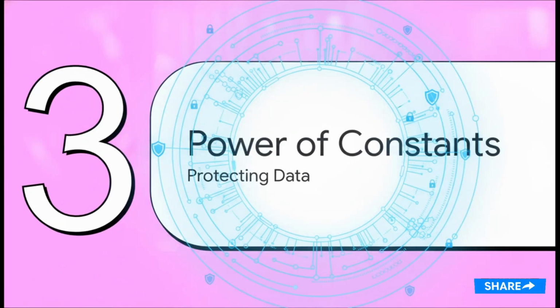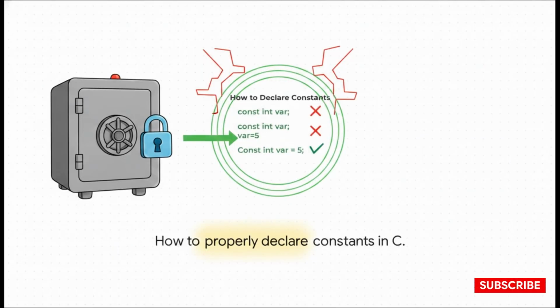Now for Section 3, the power of constants. So how do we lock things down? Look at how we declare constants in C. We simply add the keyword const right in front of the data type. But here is the rigid, unforgiving rule of C. You must initialize the constant variable at the exact moment of declaration. Notice the red X's there.